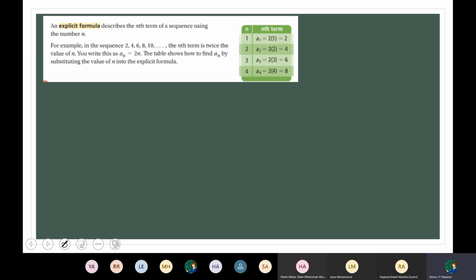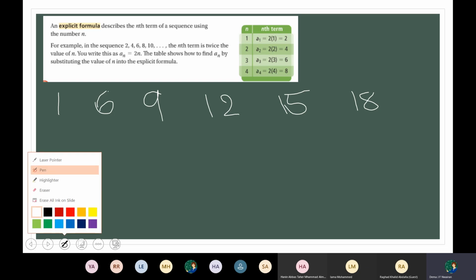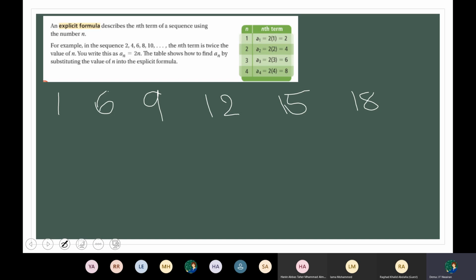like if you have 3, 6, 9, 12, 15, and 18. For this, it's a sequence. Why? Because it's an ordered list of numbers. Now, I want to guess or write the explicit formula that was used to write this ordered list of numbers. By which formula? I will try to do it like this.